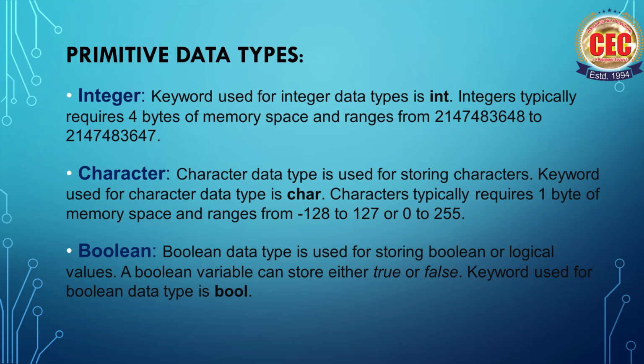Okay. Now let me tell you about basic data types or primitive data types. First, integer or int. The size is basically 4 bytes and it stores whole numbers without decimals. Next, character or char. The size is 1 byte and it stores a single character, letter, number or any ASCII values. Next is boolean or bool. The size is 1 byte and it stores the value as true or false.